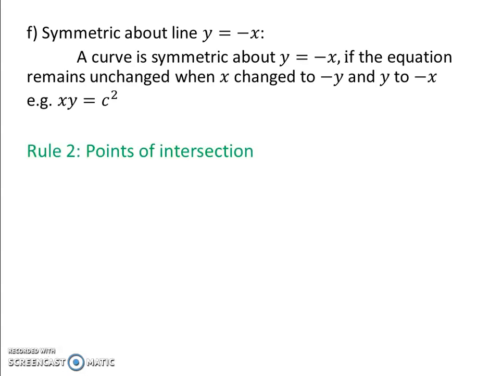Then rule number 2, first हम देखेंगे whether the curve is symmetric or not. अगर symmetric है तो कौन सा condition satisfy कर. Second, we will see the points of intersection. In this, we have different aspects.